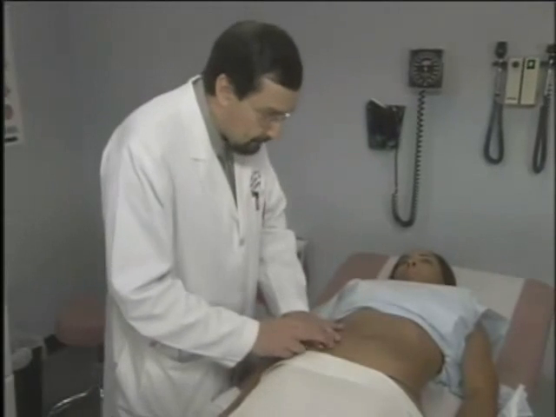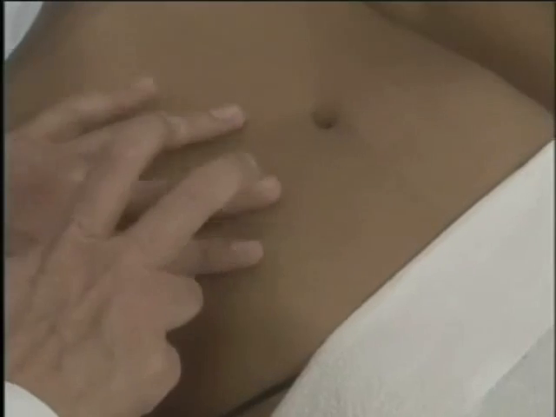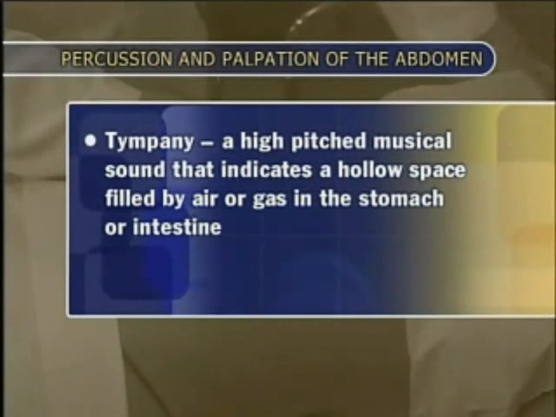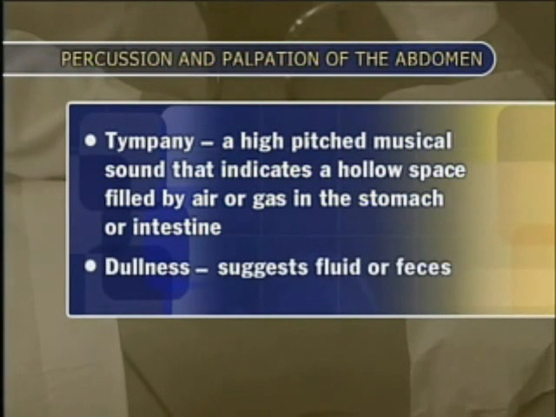Next, lightly percuss the abdomen to assess the distribution of tympany and dullness. Tympany is a high-pitched musical sound that indicates a hollow space filled by air or gas in the stomach or intestine. Dullness suggests fluid or feces.